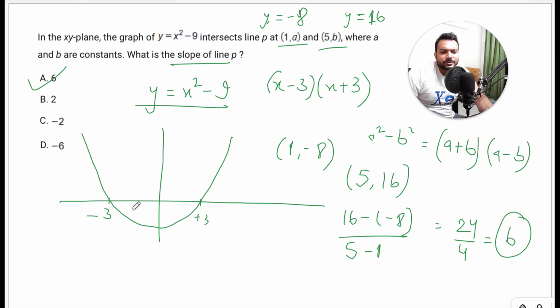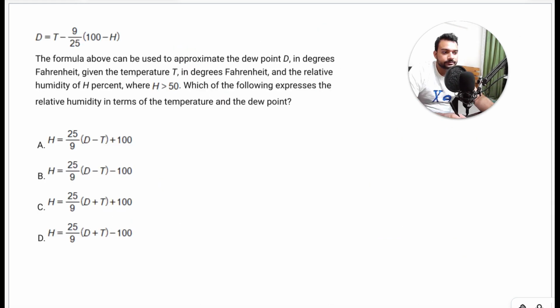Okay, so this graph was not needed. Anyways, I drew it, but it's straightaway clear that these 2 points exist on the line as well as this curve, and the x coordinates are given. You can easily find the y coordinates through them. Okay, let's go to the next one.